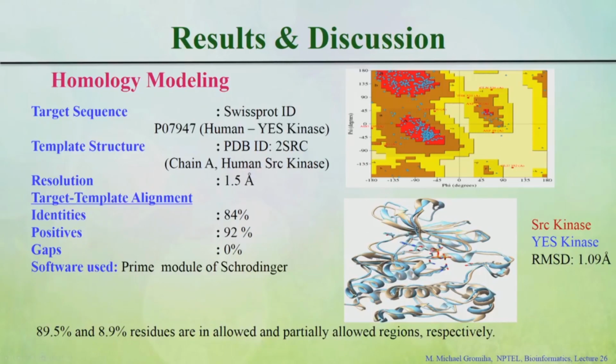This one is SRC kinase and the blue one is the CS kinase, and the RMSD is 1.09 angstrom. So, what is RMSD? Root mean square deviation: how far these two structures vary from each other when you superimpose them. So, 1.09 angstrom. You can see the Ramachandran plot, most of the cases are in the allowed region. So, you can validate the structures and see that they are in good shape.